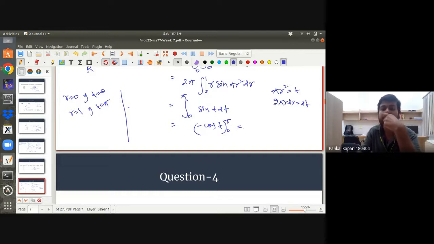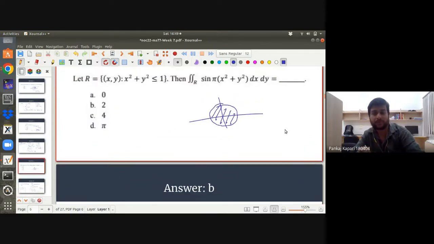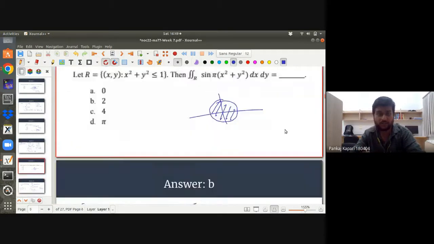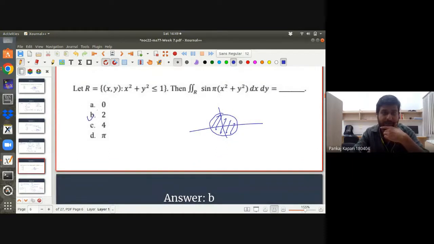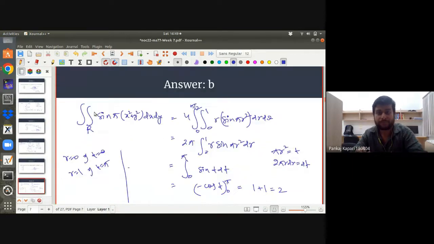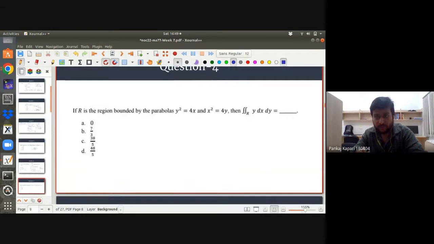So what is cos pi? It is minus 1. So plus 1, that is, it will become plus. Okay, so the answer is 2. So option B is correct. Let's move to the next problem.